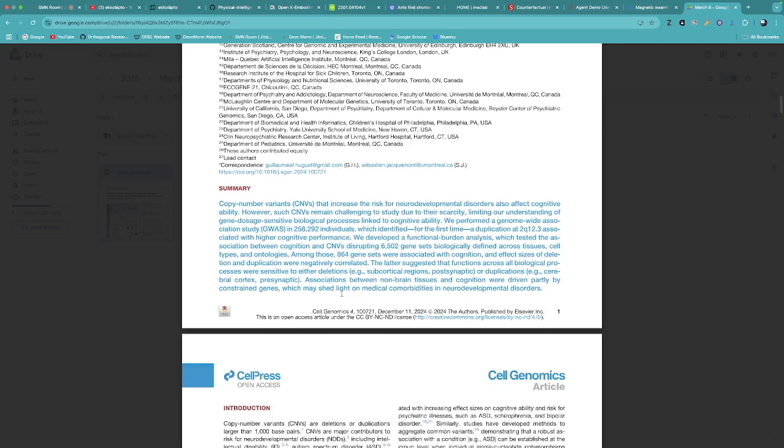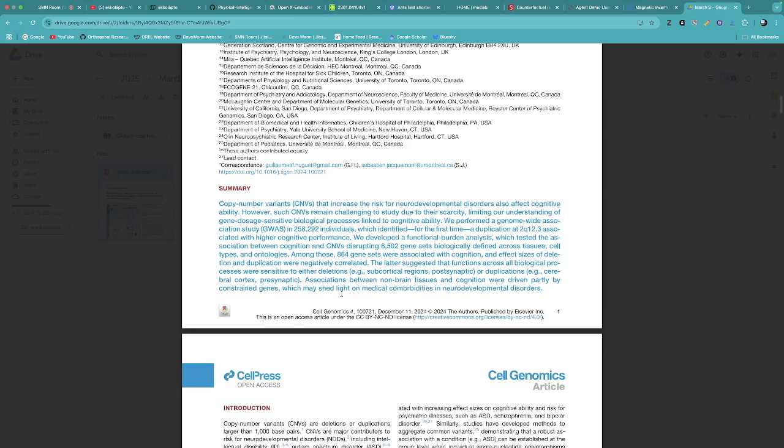We performed a gene-wide association study, or GWAS, in 258,292 individuals, which identified for the first time a duplication at 2q12.3 associated with higher cognitive performance. So they were able to identify a specific copy number variation associated with higher cognitive performance. We developed a functional burden analysis which tested the association between cognition and copy number variation, disrupting around 6,500 gene sets biologically defined across tissues, cell types, and ontologies. That's where they were annotating the different genes and cell types and tissues.